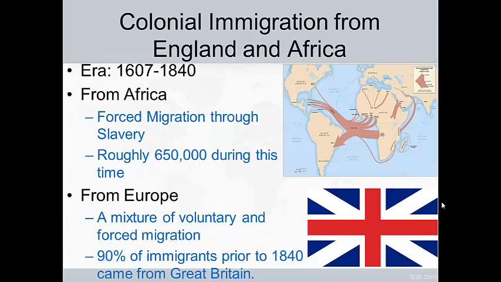So, first era is, again, colonial immigration. This era is about 1607 to 1840. We see here there's a large forced migration from Africa through slavery, where roughly 650,000 Africans came during this time. We also have another type of migration from Europe. It's a mixture of voluntary and forced, more so voluntary, to come to the United States. And during this time, 90% of the immigrants from Europe came from Great Britain. That should be no surprise there.